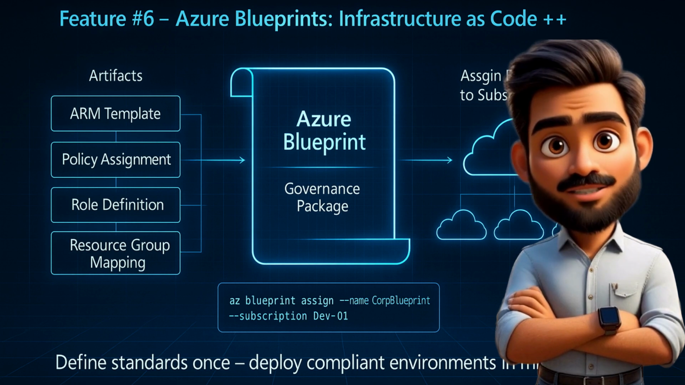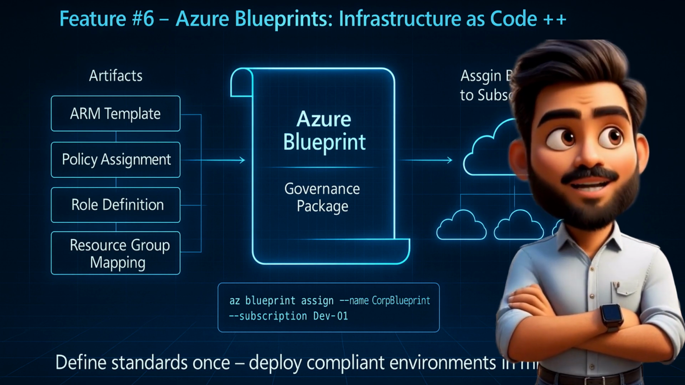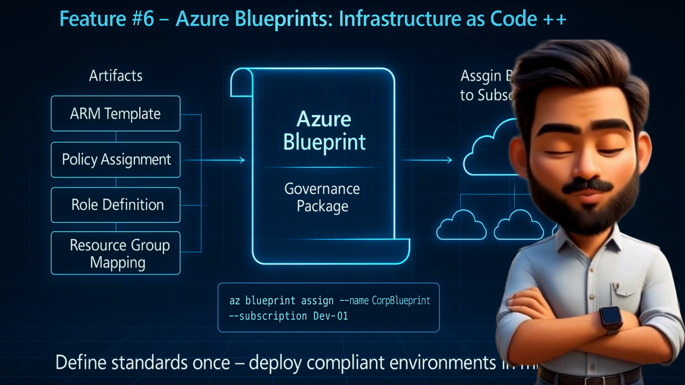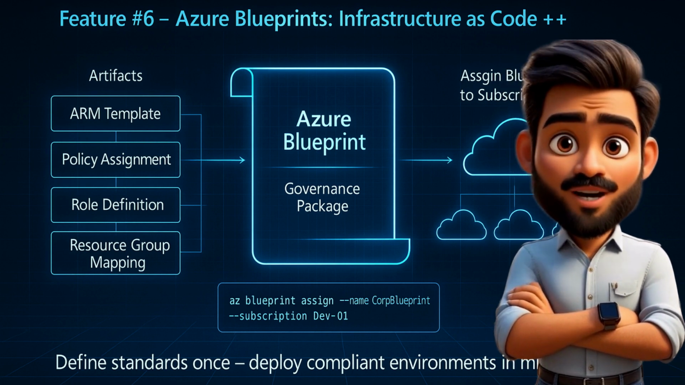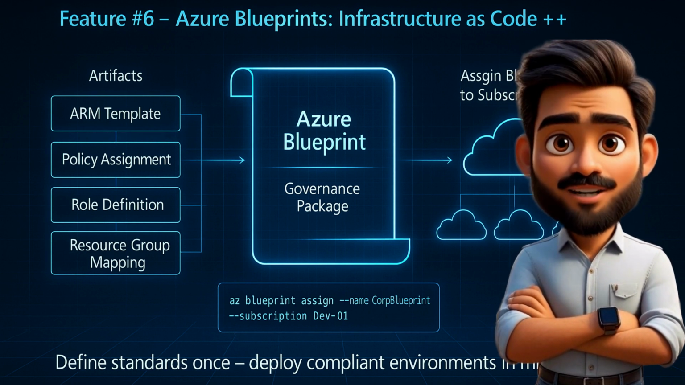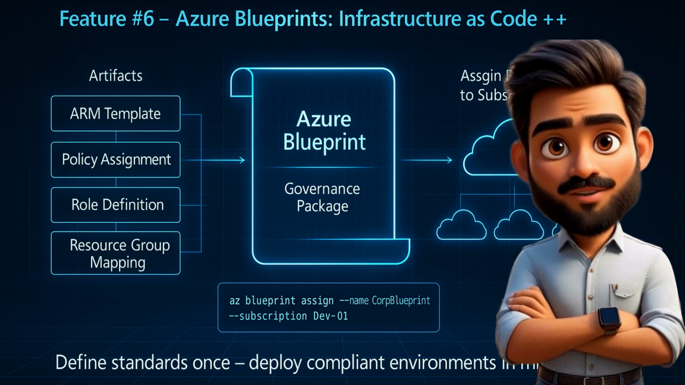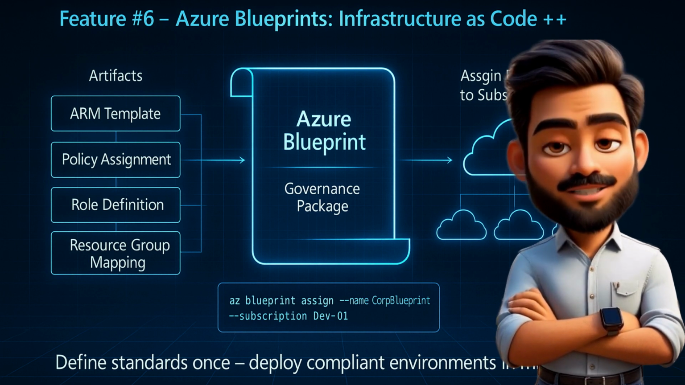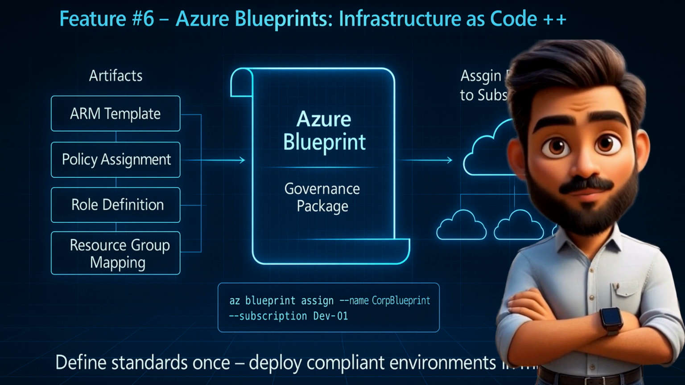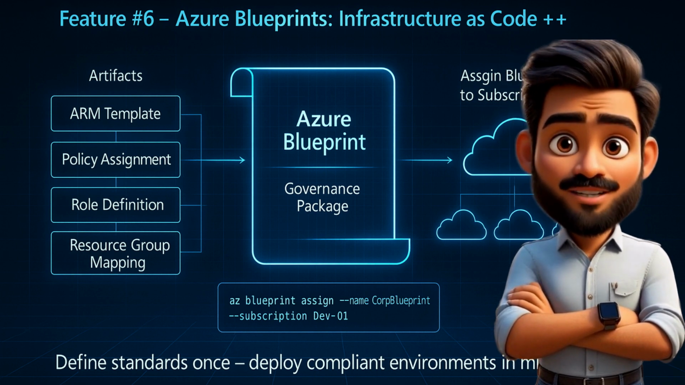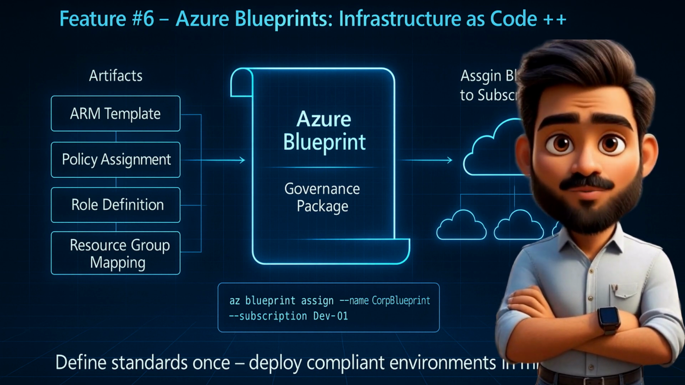Feature number 6, Azure Blueprints. Package ARM templates, policies, role assignments into reusable governance blueprints. Create standards once, deploy hundreds of compliant environments in minutes. No more manual guardrails or policy drift. With blueprints, a 30-minute environment may take 3 minutes.